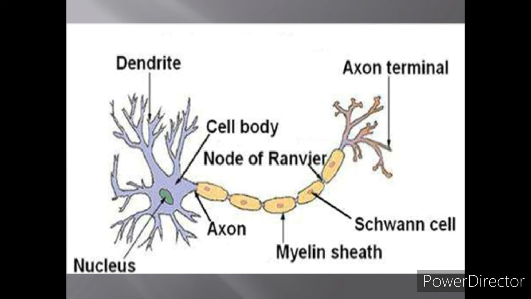Here you can see the diagram of a neuron. See the parts: dendrites, nucleus, cell body, axon terminal from where another neuron is connected, Schwann cells, myelin sheath, and nodes of Ranvier. Nodes of Ranvier help in the speedy propagation of an action potential, and Schwann cells, my dear children, support nerve regeneration. Draw this diagram in your notebook and practice it.